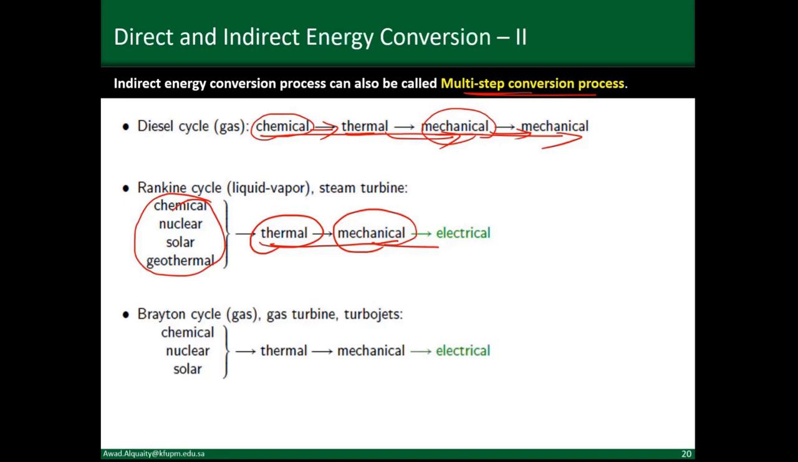Now, you do something similar in a gas turbine, although we don't have a phase change. In a gas turbine, you simply convert the chemical or solar energy to produce thermal energy, hot gases essentially, which then expand within a turbine and rotate it. And then eventually, with the help of a generator, we convert that into electrical energy.